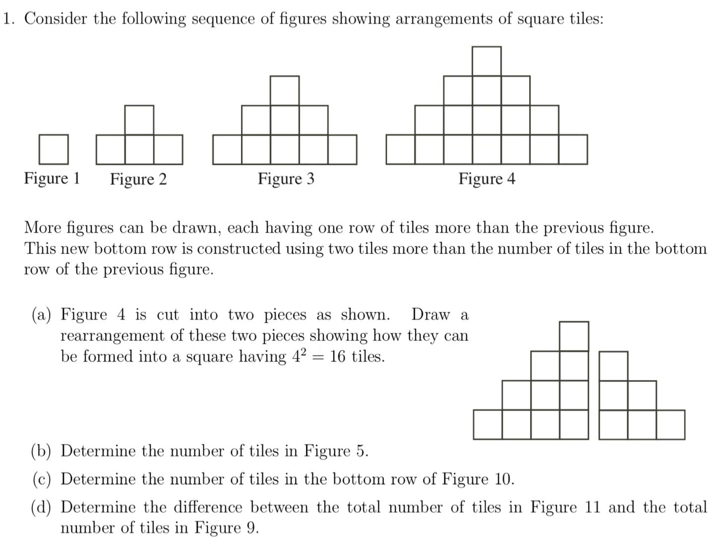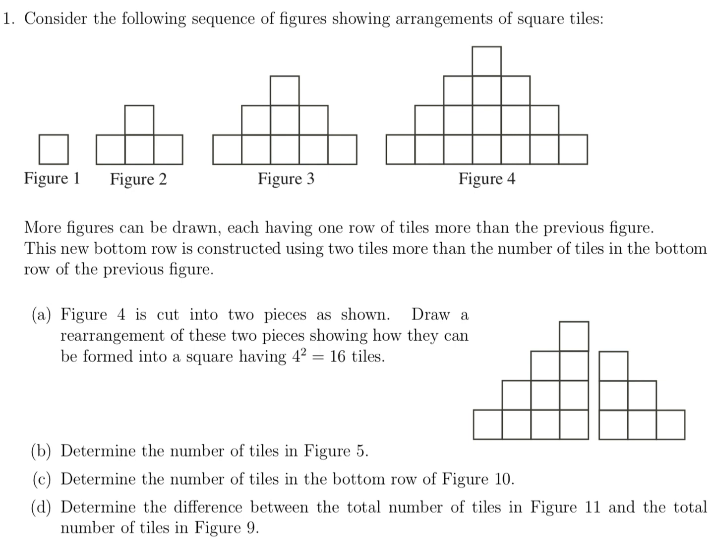The following sequence of figures shows an arrangement of square tiles. Figure 1, Figure 2, and so on. More figures can be drawn, each having one row of tiles more than the previous figure. This new bottom row is constructed using 2 tiles more than the number of tiles in the bottom row of the previous figure. Figure 4 is cut into 2 pieces as shown.